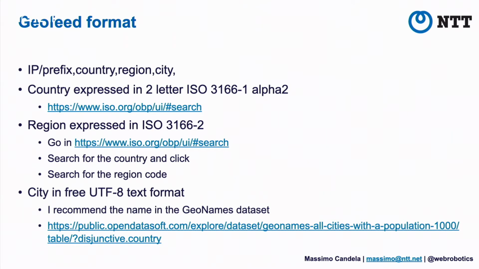The format is basically standard ISO codes, and I provide this slide so you can find links where there is the ISO browser to easily search across these codes. And for the city name, UTF-8 GeoNames. So this is for your convenience during your creation of this file.